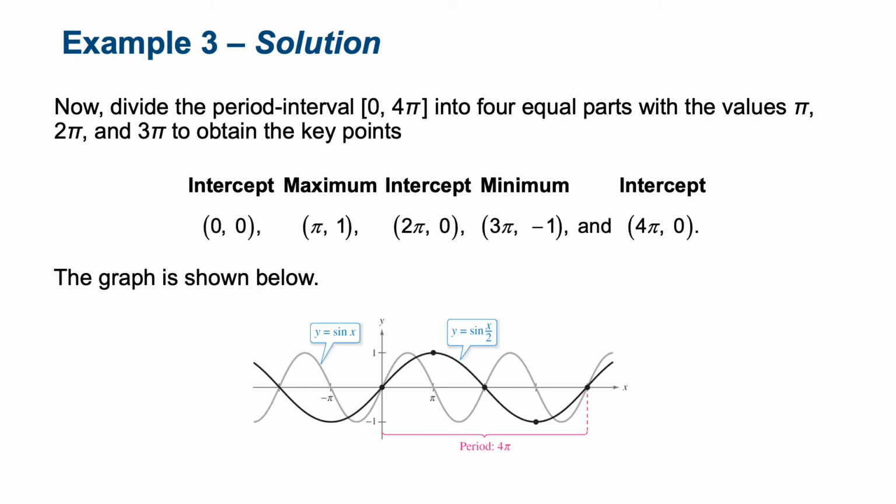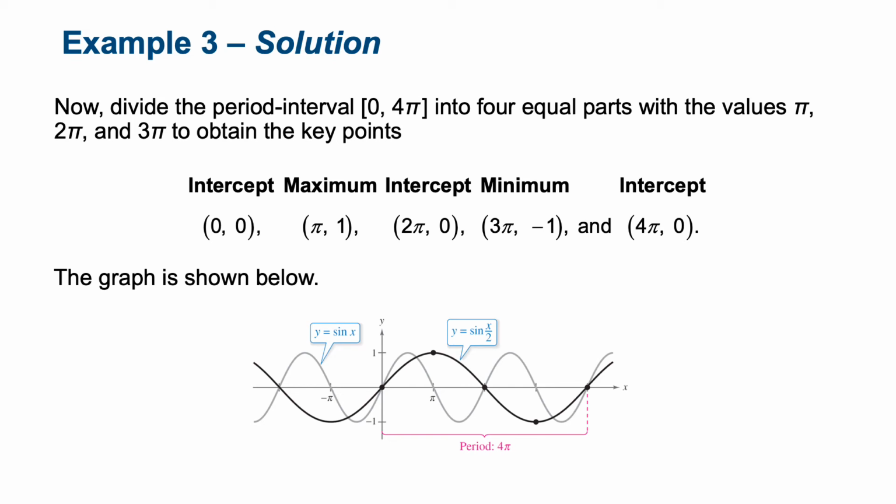All right, so then let's see. Now divide the period from 0 to 4 pi into 4 equal parts with the values pi, 2 pi, and 3 pi to obtain these points. So let's say x goes from 0 to 4 pi, right? So here's the period, see it in the red. And we divide that into 4 parts. So halfway will be another 0.